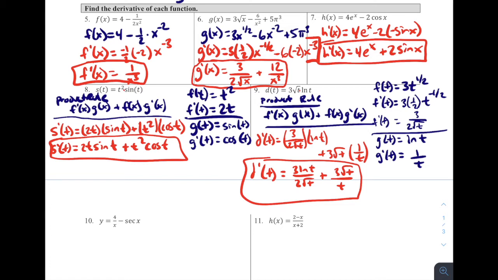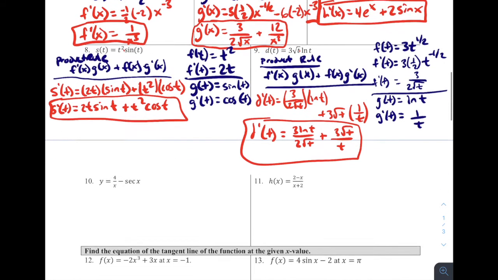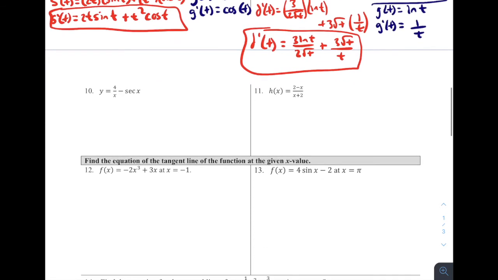So 3 natural log of t divided by 2 root t plus 3 root t divided by t. Great, that's number 9. Number 10.